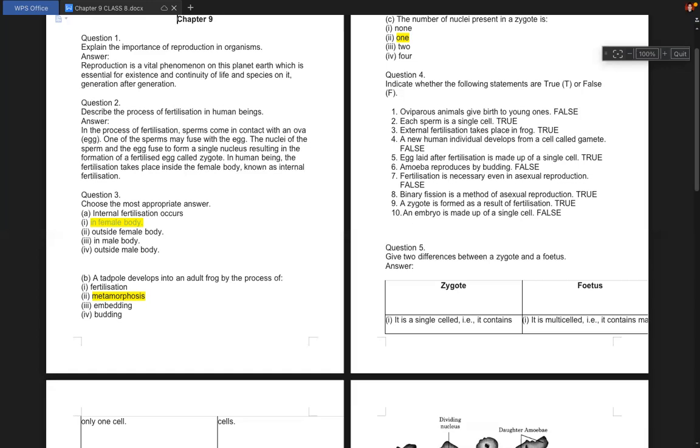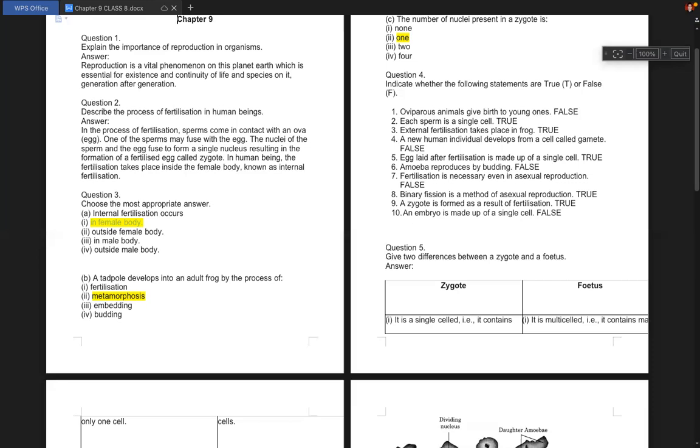So zygote has got only one nucleus, not 2, right? Then we come to question number 4, true, false. Again, you will only mark them in the book. Number 1, oviparous animals give birth to young ones. That is false. That is a wrong statement. Sorry, they lay eggs. Each sperm is a single cell. Again, true. External fertilization takes place in frog. Again, true. How can you say external fertilization is taking place? Because we saw the egg was there outside, right?